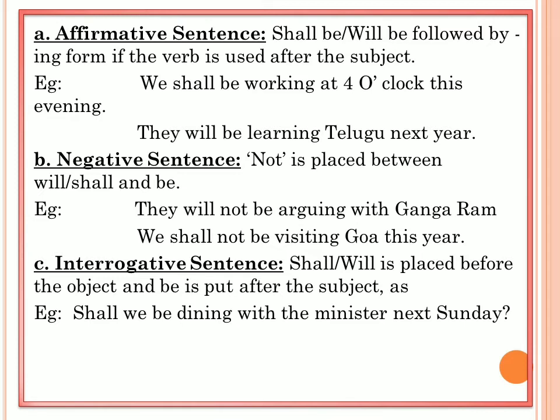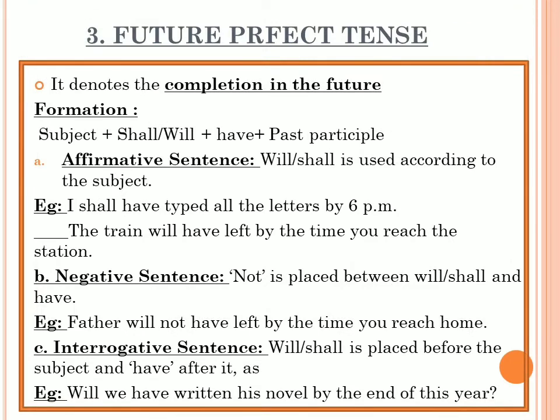And the third one is future perfect tense. It denotes completion in the future. Formation: subject plus shall or will plus have plus past participle. It's a future tense, we have to use have. Okay, so in an affirmative sentence, will or shall is used according to the subject. I shall have typed all the letters by 6 p.m. The train will have left. So in this we have to use the past participle. That's why typed, left, came.